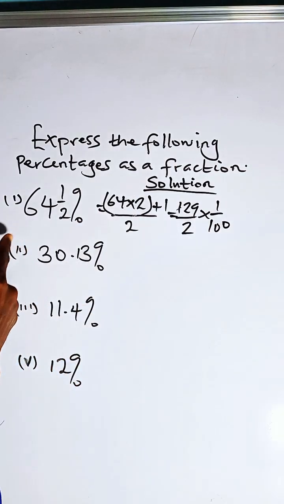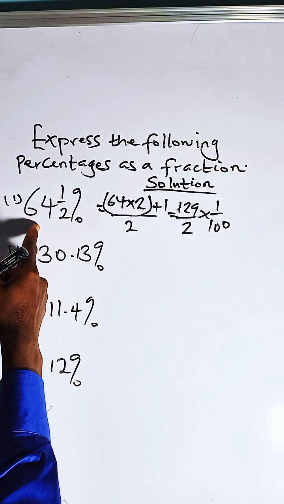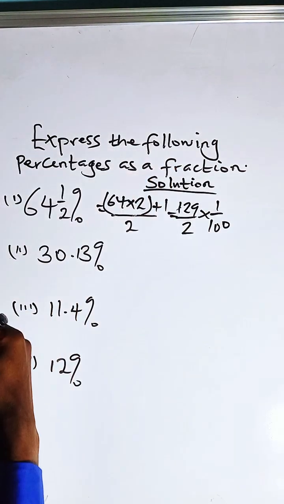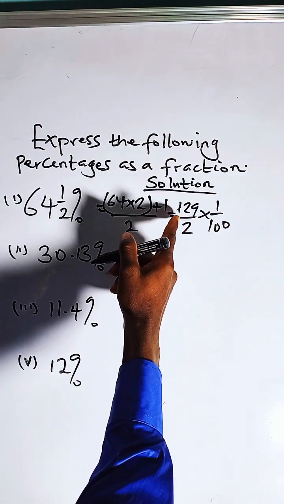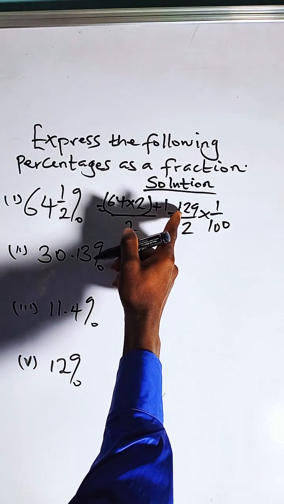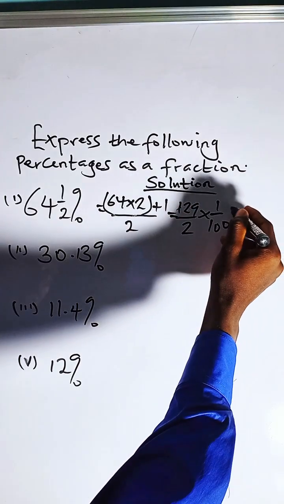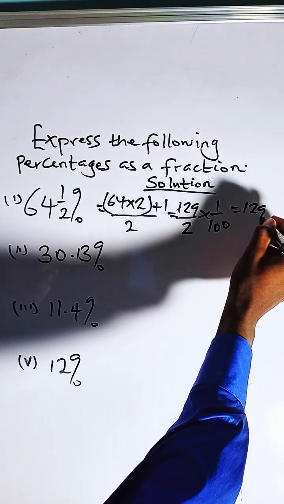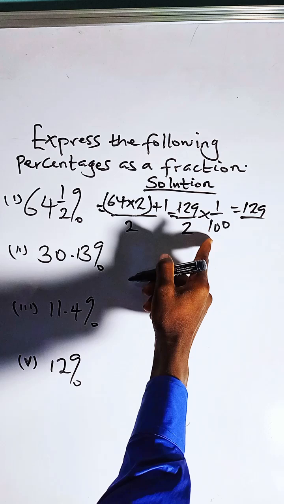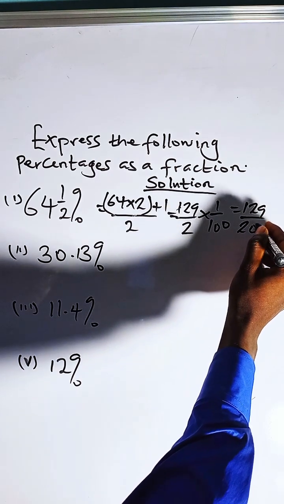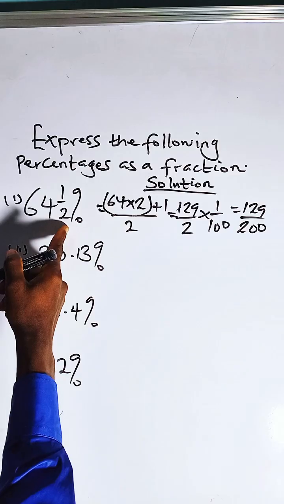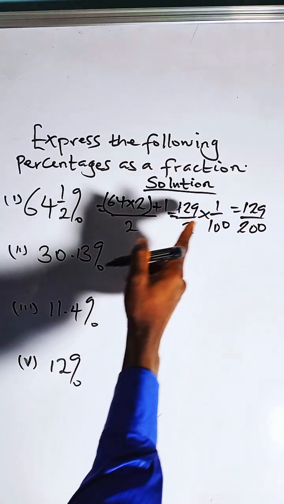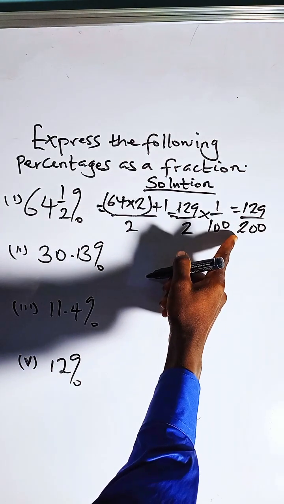Okay, so we are converting from a percentage, we are taking it to a fraction. Okay, so what can we simplify? Nothing. So we multiply what we have at the numerator. So 129 times 1, we have it as 129. And for 2 times 100, we have it as 200. So that means taking this to a fraction, we have it as 129 over 200.